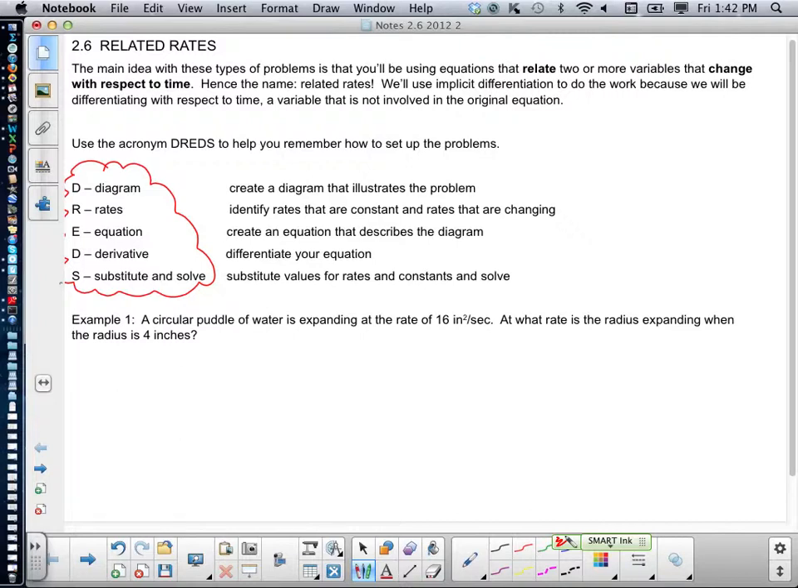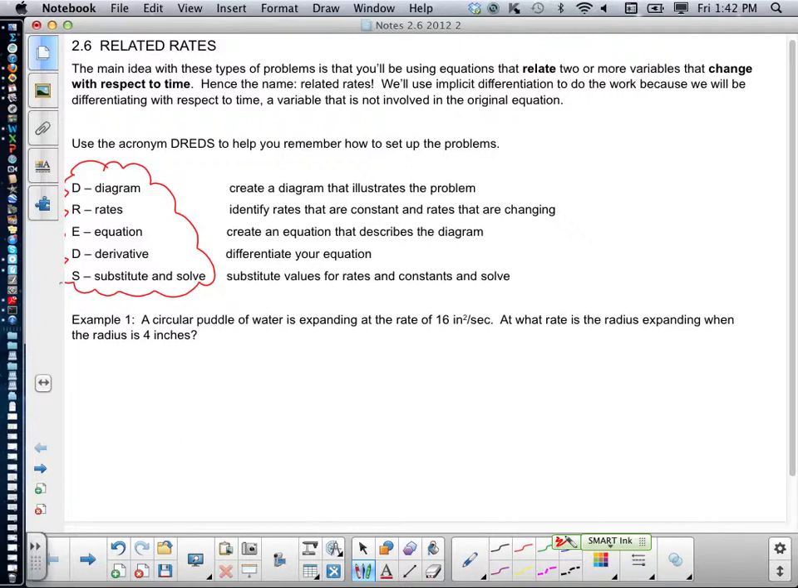So, D stands for diagram, so we're going to always draw a diagram. R stands for rates, so we're going to identify the rates in the problem. We're going to identify an equation that relates the things that are in the diagram. We're going to differentiate that equation, so we're going to find a derivative. And then we're going to substitute and solve.